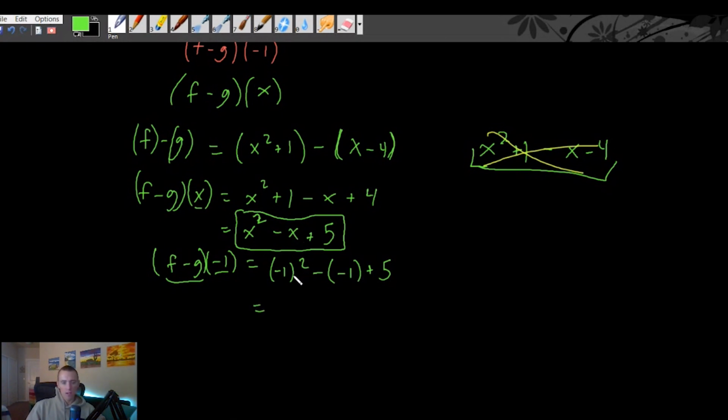So now (-1) squared is the same as -1 times -1, which is +1, minus -1. The negatives are going to cancel and turn into a positive, so we get +1, and then +5. 1 plus 1 is 2, plus 5 is 7. So f minus g of -1 is going to be 7.